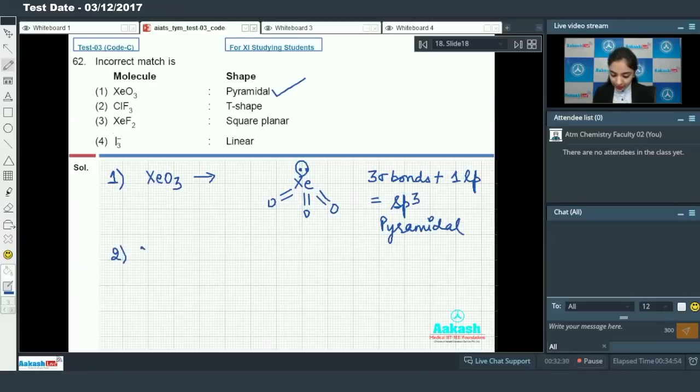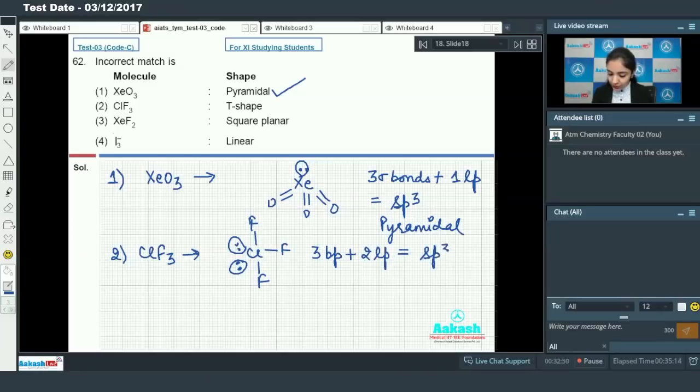And now we have ClF3, which is a very famous molecule. So in ClF3 we have 3 bond pairs plus 2 lone pairs. So the hybridization is sp3d and the shape is T shape. So this is also the correct option.